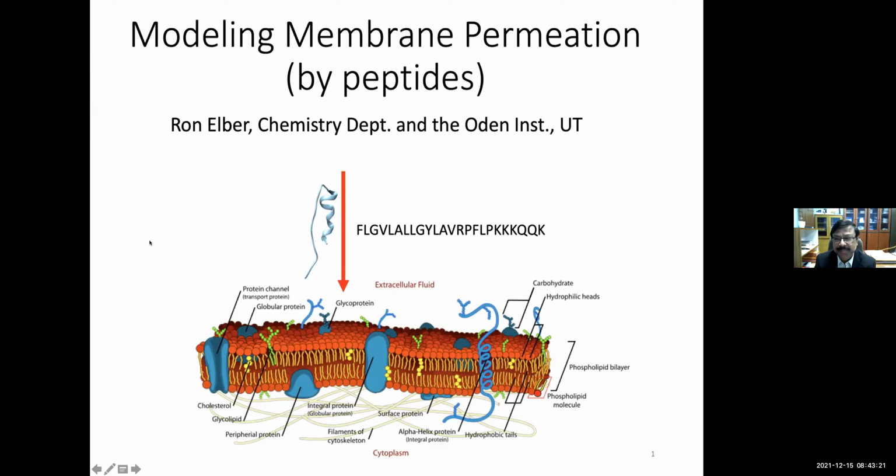Thank you. So what I'm going to try to describe today is the research that we've been doing in the last couple of years, and this is modeling membrane permeation. I will focus on one type of molecule, which is peptide. In the cartoon here, what we see is that biological membranes have a very complex structure, with a lot of things embedded in them, like channels, signal proteins, and so on and so forth.